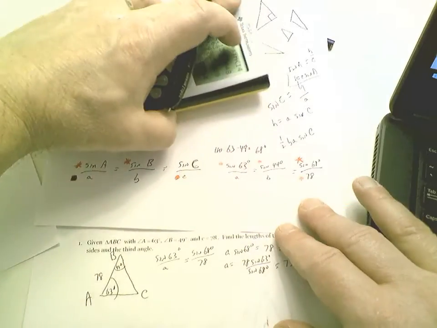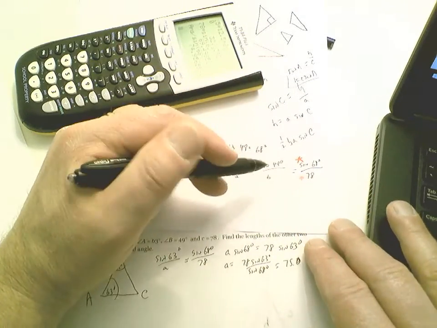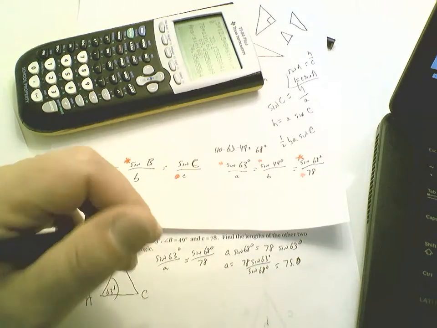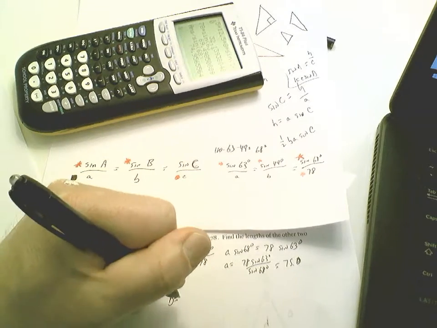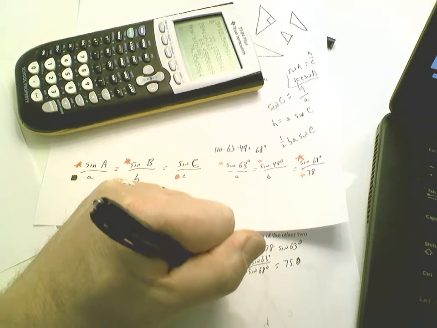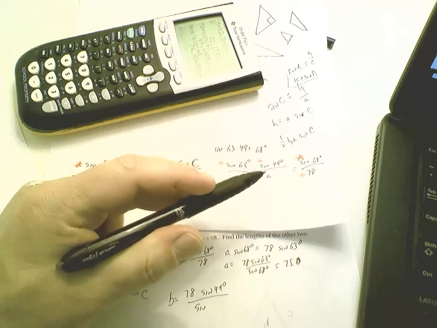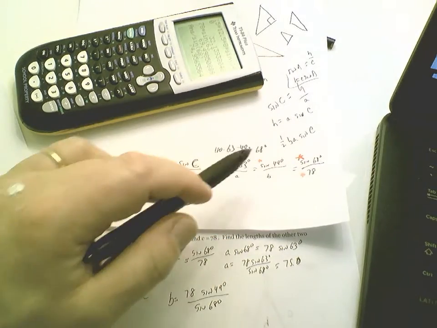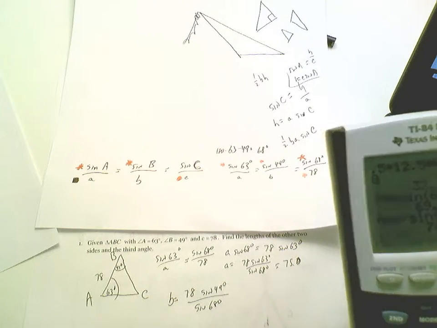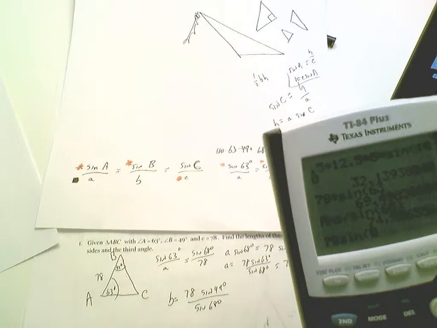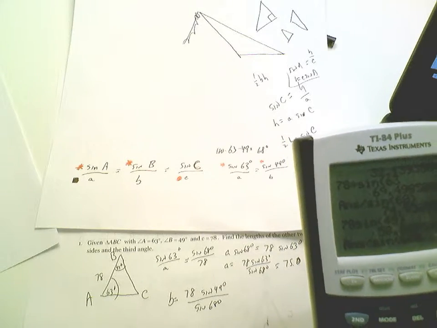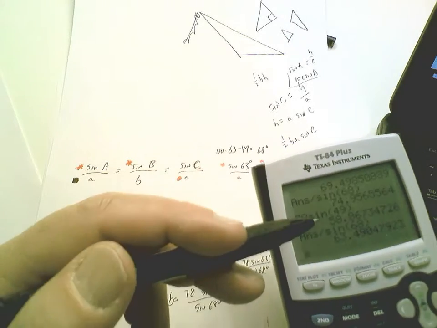And I know for B, again, cross multiplying would say B times the sine of 68 equals 78 times the sine of 49. I'm going to be able to say that B equals 78 the sine of 49 degrees over the sine of 68 degrees. Again, just using my cross multiplying up here. What's that going to tell me? 78 sine of 49. I take that answer, divide by sine of 68, and I come up with 63.5.